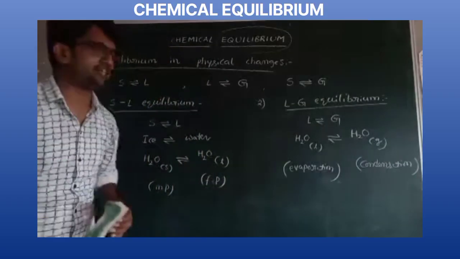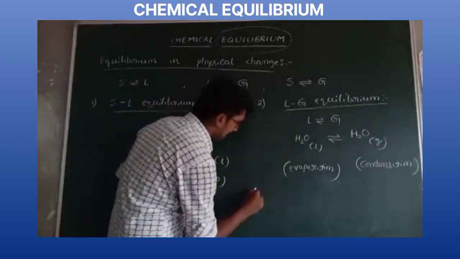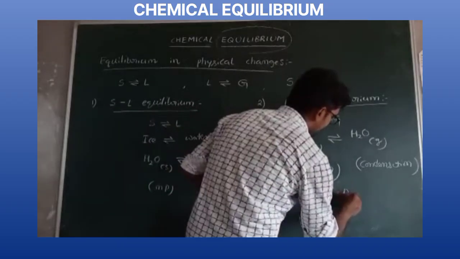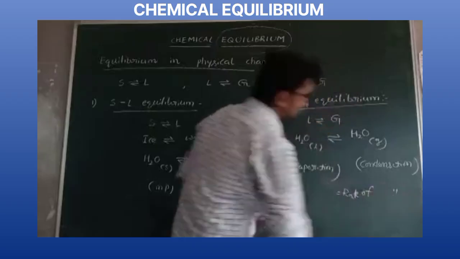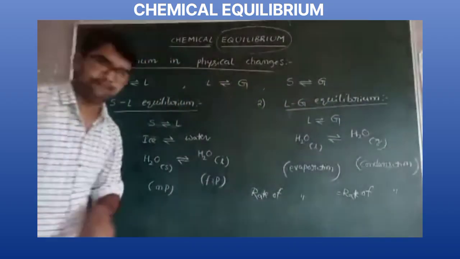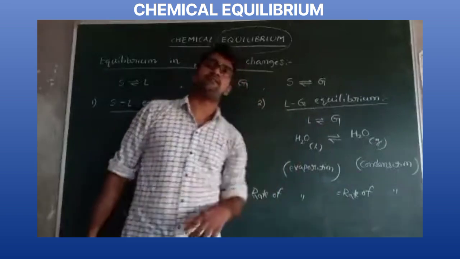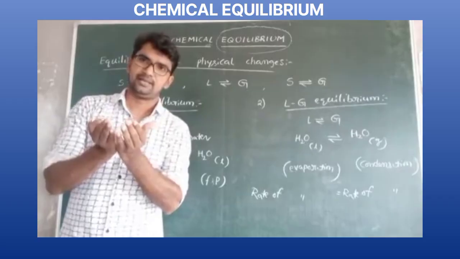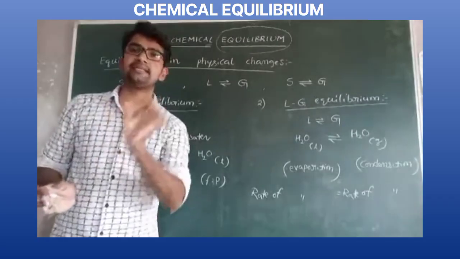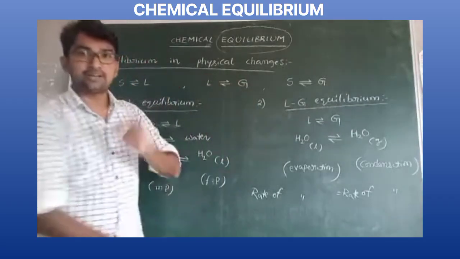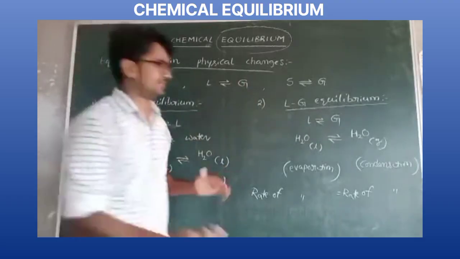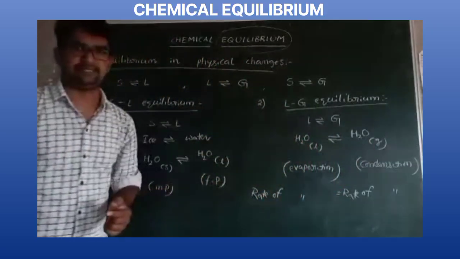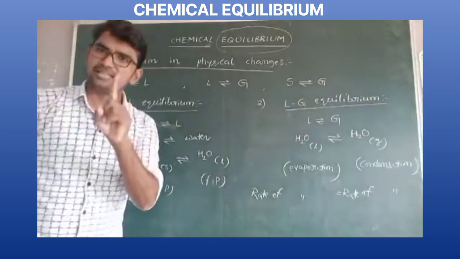Now I will give perfect clarity about this. At equilibrium, the rate of evaporation is equal to the rate of condensation. Sir, what is rate? Rate means, for example, take a reactant: in 1 second, how much reactant is converted to product? For the reverse reaction, the same definition: in 1 second, how much product is converted to reactant? That is called rate, a calculation in 1 second time.